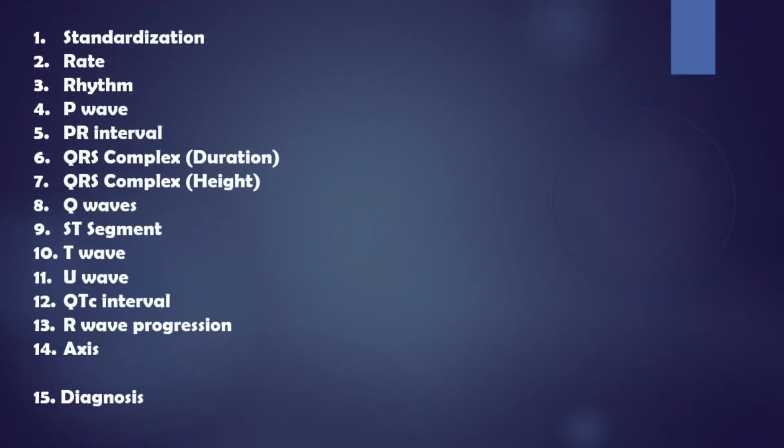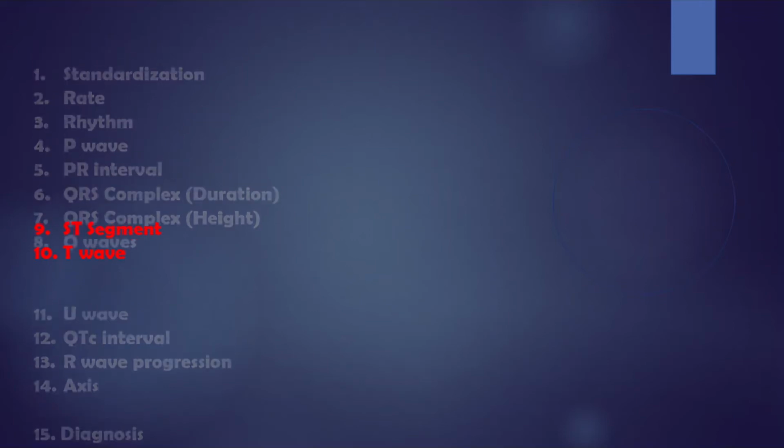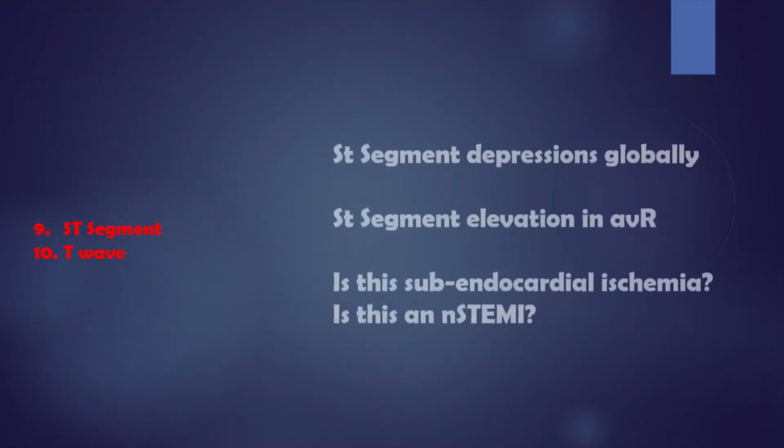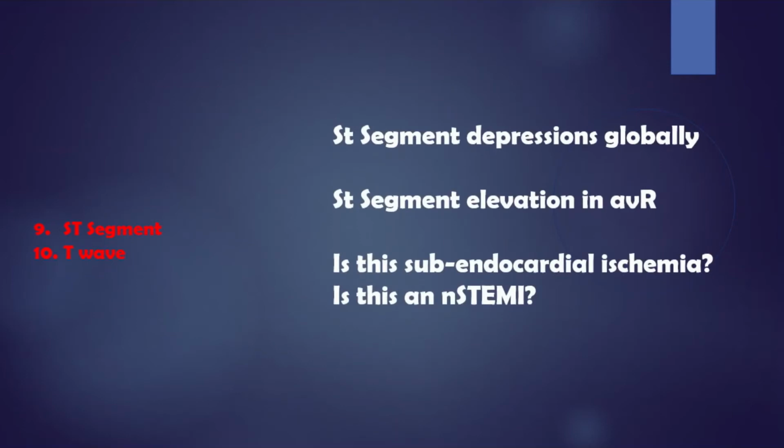Go through all of those 14 things again. You'll notice something about the ST segment and the T wave. The ST segments were depressed globally. There was elevation in aVR. Is this subendocardial ischemia, or was this a STEMI?